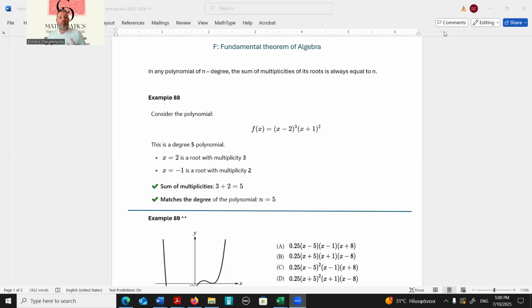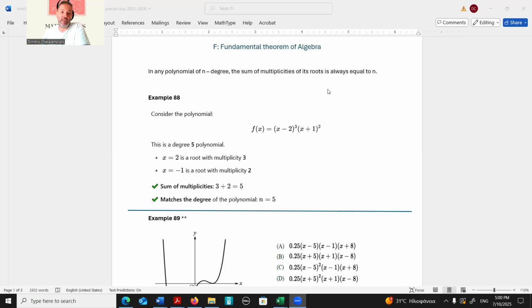In any polynomial of n degree, in every single function that is a polynomial of n degree, the sum of multiplicities of its roots will always be equal to the degree of that polynomial.